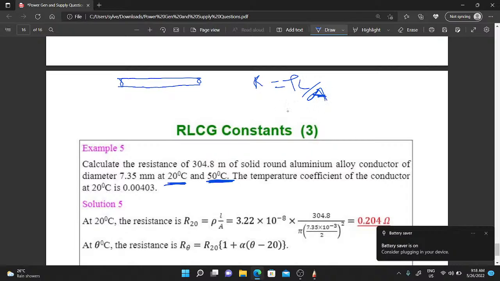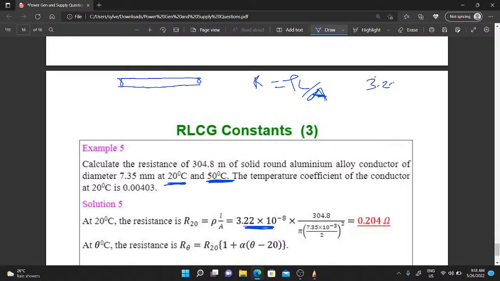In this question, they didn't give us the resistivity of copper or of aluminium. I think it should have been given to us. But it's here, 3.22 times 10 to the negative 8. So let's try to memorize it. So we have this resistivity times the length. The length is 304.8 meters times the diameter.